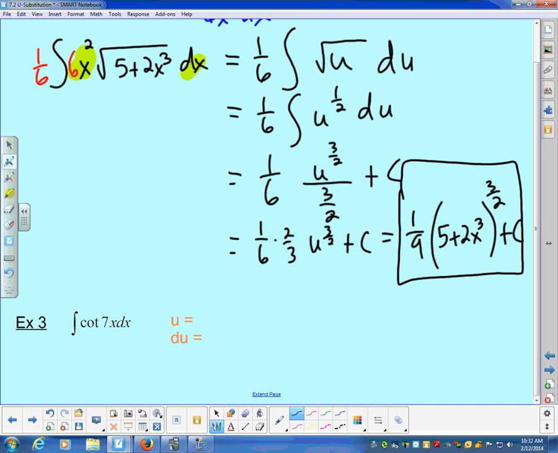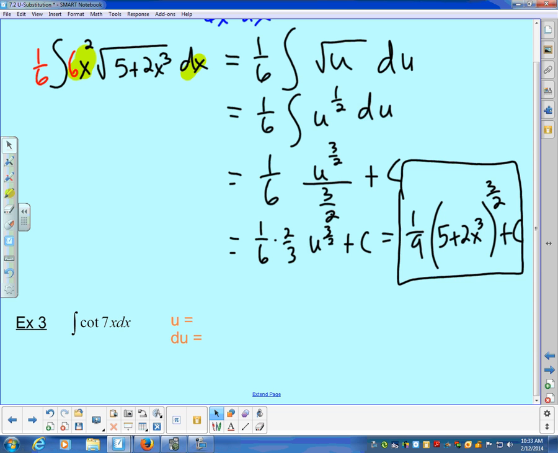You can go back to taking the derivative here by the chain rule. We can check it with the derivative. Even at this stage, it's easier to check it here. The derivative of u to the 3/2 would be 3/2 u to the 1/2. The 3/2 and the 2/3 would cancel out, leaving me with just u to the 1/2. So it's reversing that power rule.